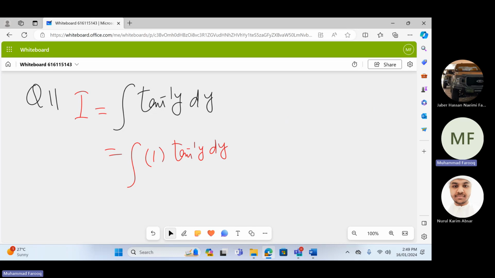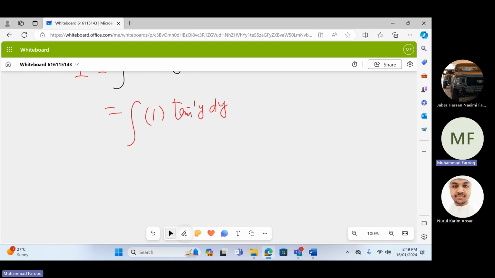Can I write tan inverse in that form? Now you have to decide, because when you apply the formula rule, you should know who is my first function and who is my second. As we discussed already, inverse is always the first function. So the first function is tan inverse y, am I right?